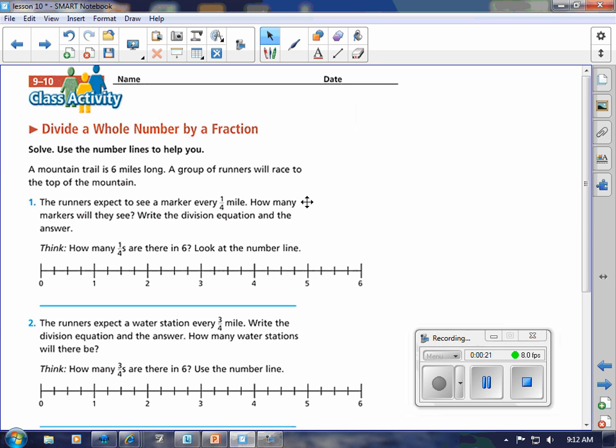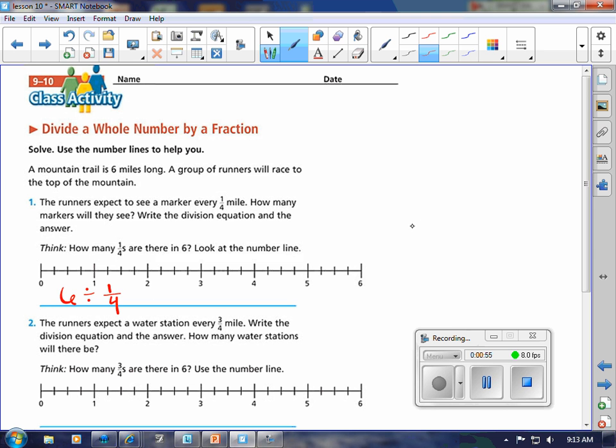All right. A mountain trail is 6 miles long and a group of runners is going to race to the top of the mountain. The runners expect to see a marker every quarter mile. How many markers will they see? Write a division equation to write this answer. So what we're thinking about is how many fourths are there in 6? So it's like taking 6 and dividing it by 1/4.